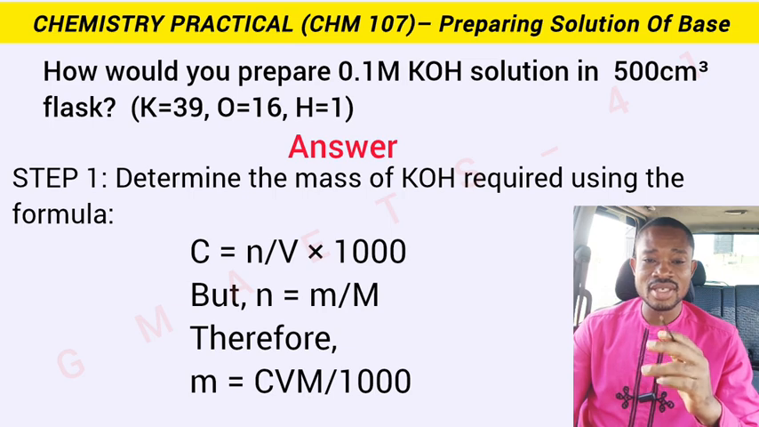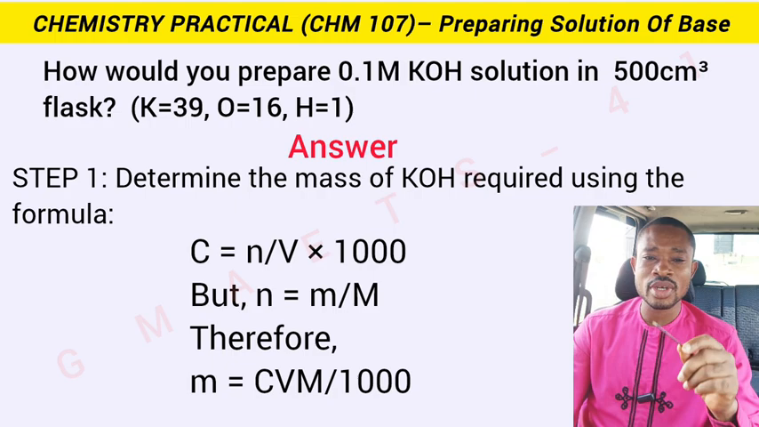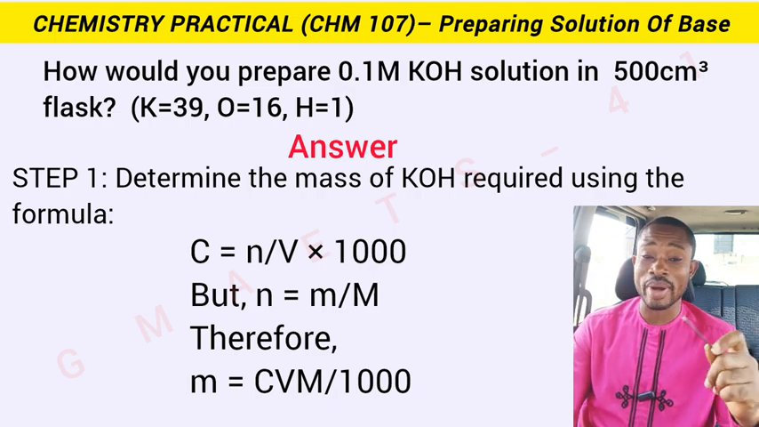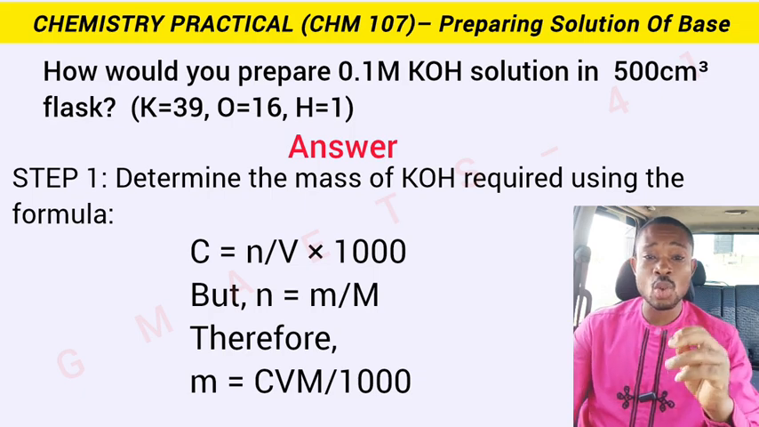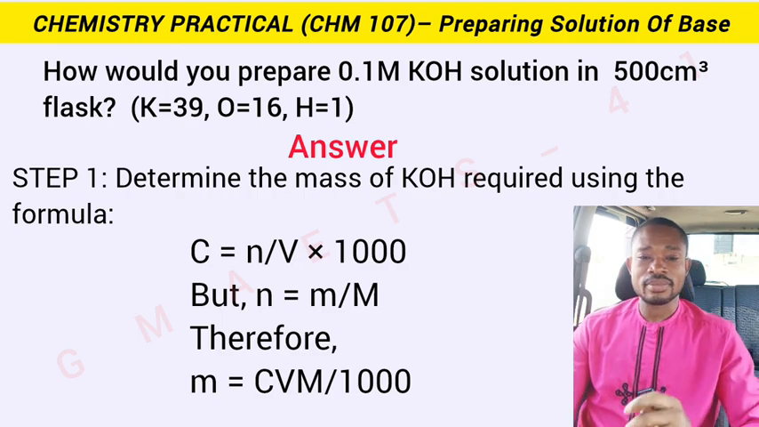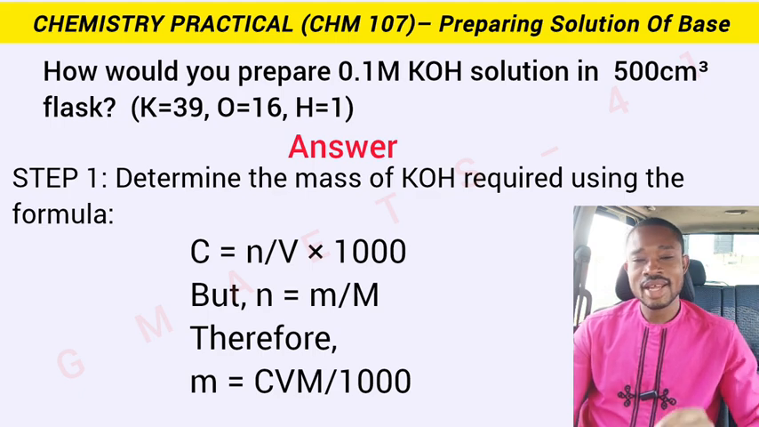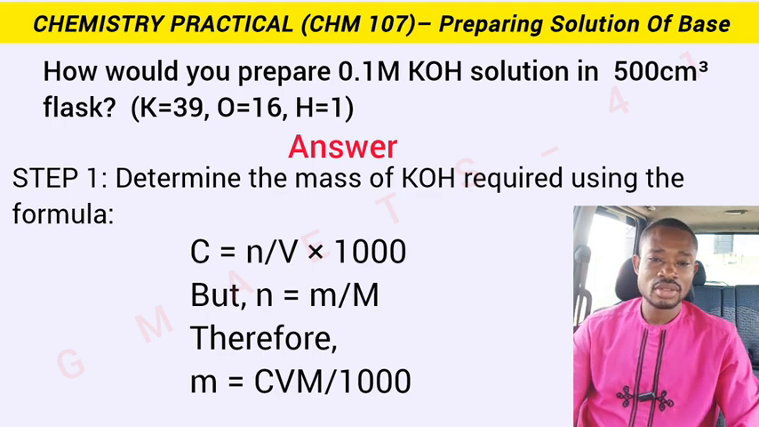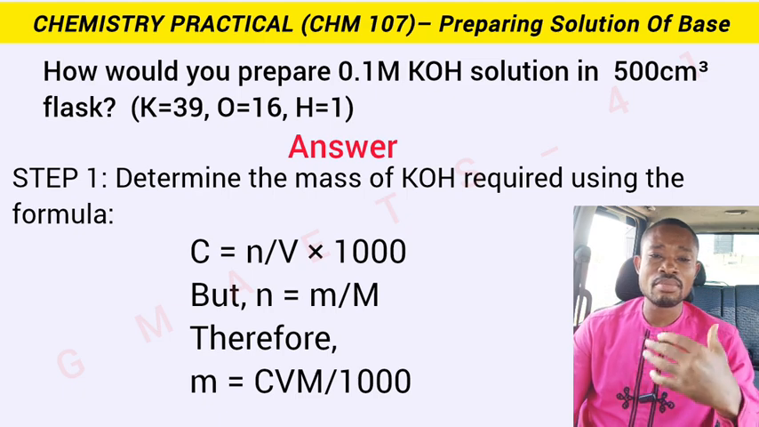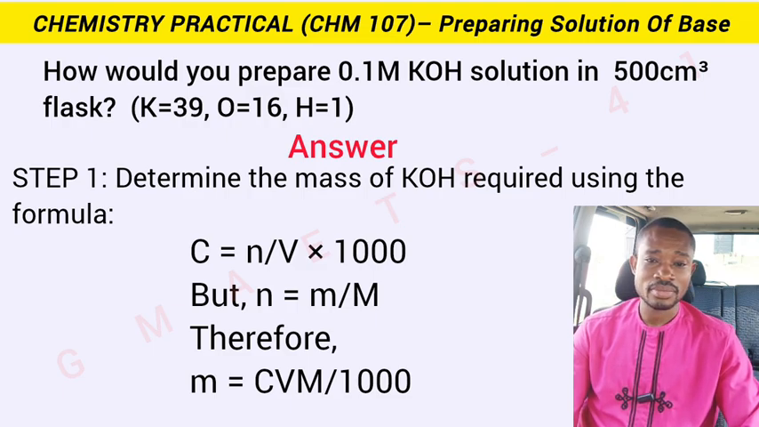The C there is the concentration, which in this case, remember, we are preparing 0.1 mole per dm cube or mole per liter. Simply put, 0.1 molar potassium hydroxide solution. That's what we are preparing. I hope you're following, right? So, that C is the molar concentration. Then V is the volume of the flask. And then that capital M is our molar mass of potassium hydroxide, the base. Then you divide by 1000.